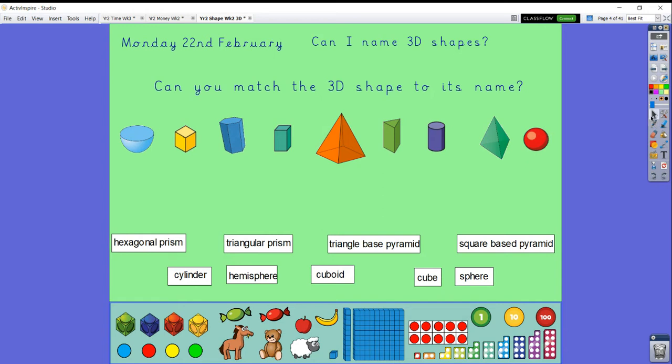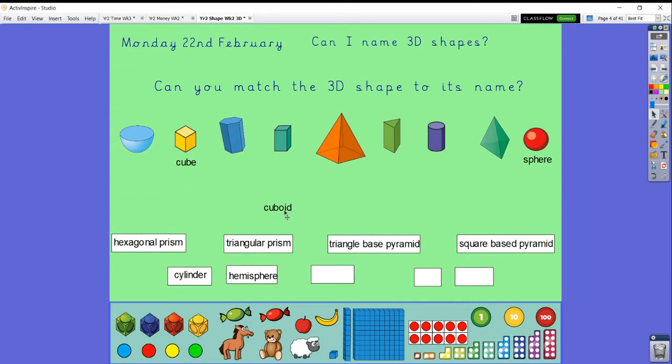Super. So I'm going to start by matching the ones that I know. So a sphere, I know that is a ball shape, but we use the correct word, which is a sphere. I also know a cube, and remember our special features of a cube are all of our faces are squares. Oh, cuboid, Mrs. Stevens. I was trying to pick up cube. Did you spot that? So what about the cuboid then?